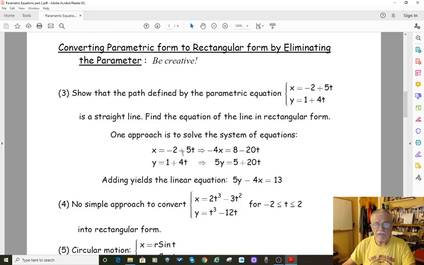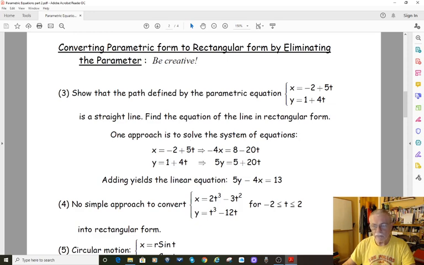Okay, so the idea is if we want to eliminate the parameter t, we know from experience we want to get the coefficients either exactly the same, in which case we can use subtraction, or opposites, in which case we'll use addition. I always like adding because many students have difficulty with subtraction of signed numbers. So here's what we do.